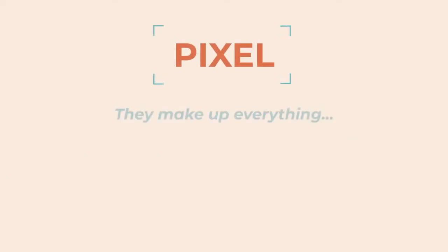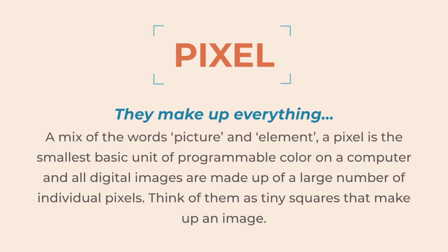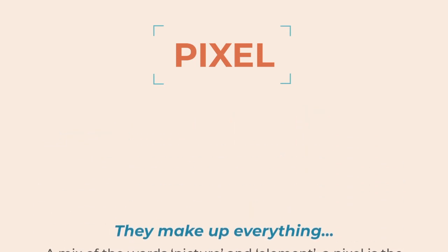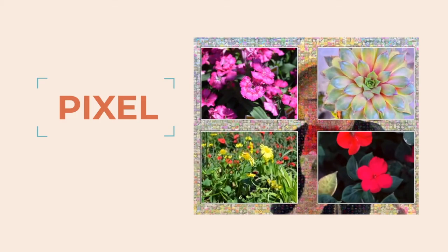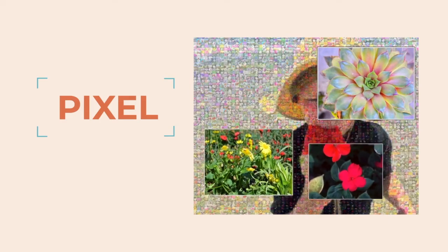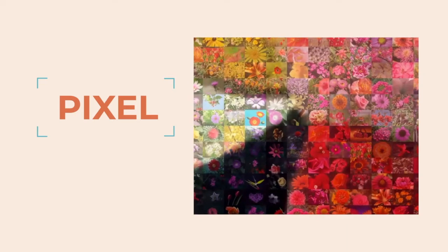Pixel. What is a pixel? They make up everything. It is the combination of the words picture and element. It's the smallest basic unit of programmable color on a computer. All digital images are made up of a large number of individual pixels. I like to think of them as tiny squares that make up an image, kind of like when you have one of those pictures that's made up of lots of little pictures. That's just what happens in my brain when I think of a pixel. Like if you zoomed in on a picture and you would see all the tiny bits of color that make up the picture.